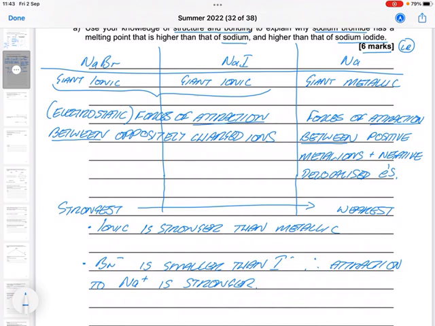So that's 4 marks there. There's 3 criteria for 2 marks. Stage 3, ionic bonds are stronger than metallic bonds. I've got that. There's a stronger attraction between the ions in sodium bromide than sodium iodide. I've got that as well because the bromide is smaller. So that hits all 6 of those marks.